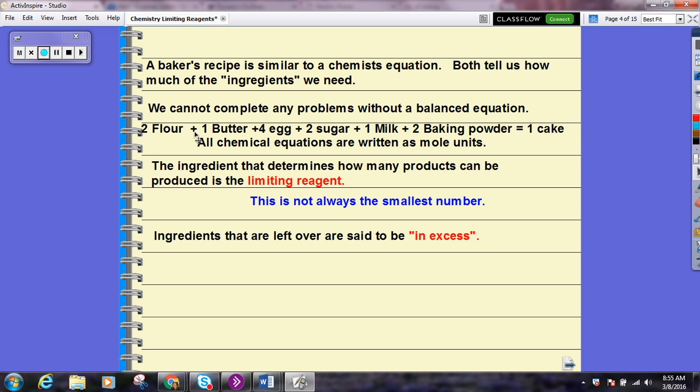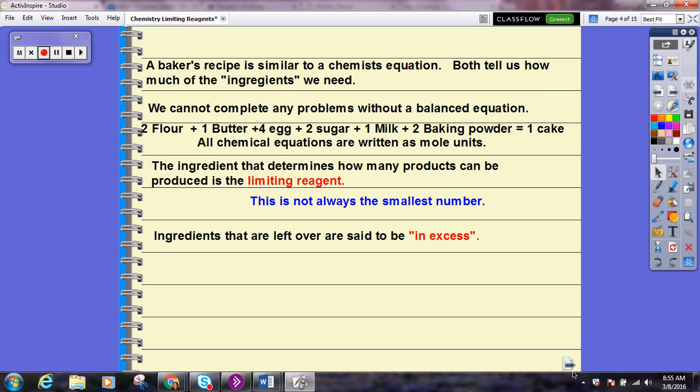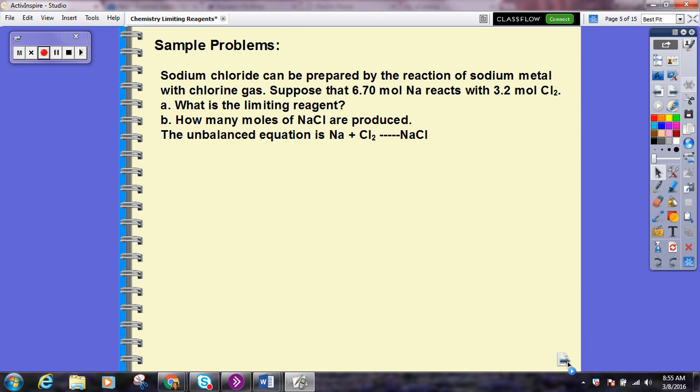Please remember that this is not always the smallest number. We could have had 5 butters and been able to make 5 cakes. But we could have had to have 12 eggs per cake and only had 48 eggs. That would have been our limiting reagent. So ingredients that are left over are said to be in excess. Let's go look at some chemical examples.